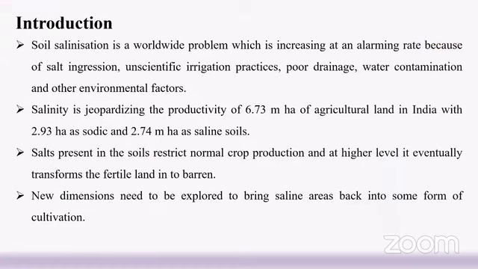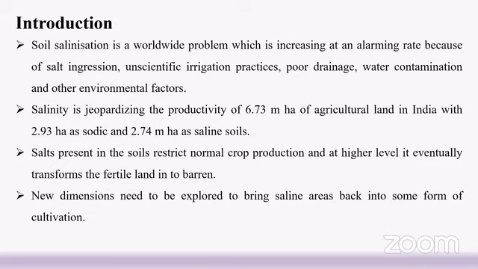As you all know, soil salinization is a worldwide problem now, which is increasing at an alarming rate because of salt immigration from the sea, unscientific irrigation practices, poor drainage in the agricultural field, water contamination, and many other environmental factors. Salinity is jeopardizing the productivity of 6.73 million hectare area of agricultural land in India, with 2.93 million hectare as sodic lands and 2.74 million hectare as saline lands.